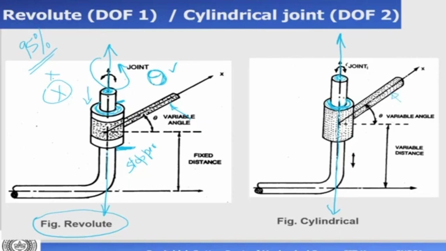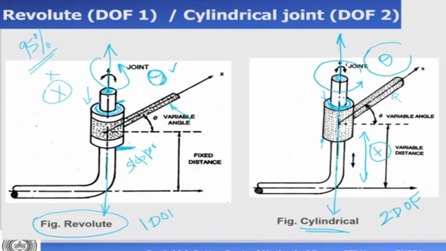So if I give it a force from here, it is going to rotate like this about the axis. What is the variable? The variable is theta here. Now, because there is no stopper to stop the translational motion, if I give it a push from here or from there, it can also translate. So it has two variables. One is theta and the other is x. It basically has 2 degrees of freedom. So this is called a cylindrical joint. It has 2 degrees of freedom. The previous one was a revolute joint. It has 1 degree of freedom.